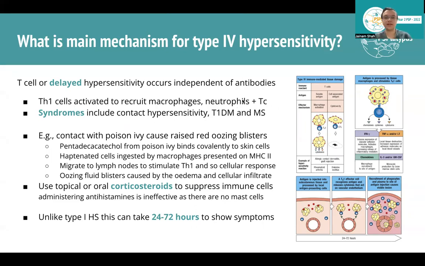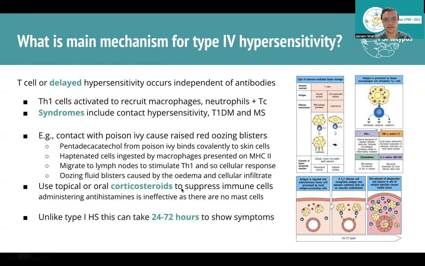One really interesting example that they go over in the lecture is contact hypersensitivity to poison ivy, which in some people leads to raised red oozing blisters. It's in response to a particular chemical that's found within the plant. I'm not even going to try to pronounce that. It binds covalently to skin cells, and those cells then get ingested by macrophages, which present on MHC2 as they do. That migrates to the lymph nodes to stimulate T helper cells, and therefore a cellular response, and that leads to the edema and cellular infiltrates.